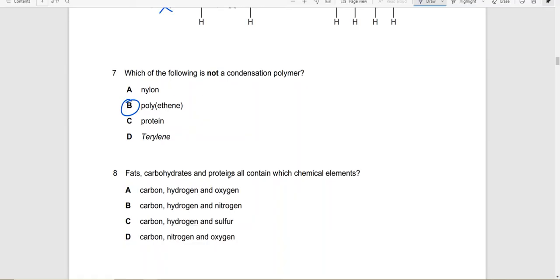Fats, carbohydrates, proteins, they all contain which chemical elements? Carbon and hydrogen, and there will be oxygen. Again, nitrogen is only present in proteins.